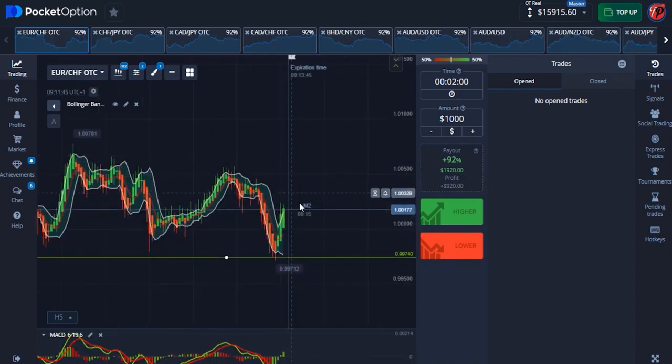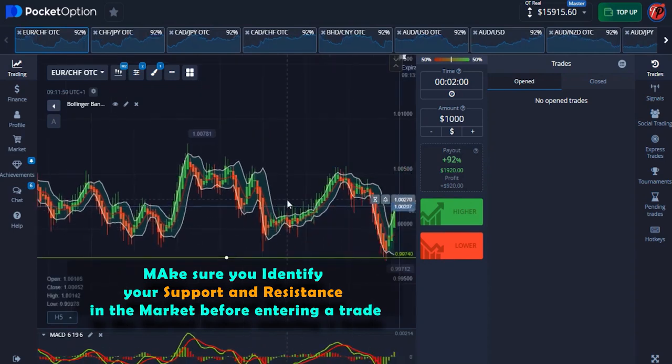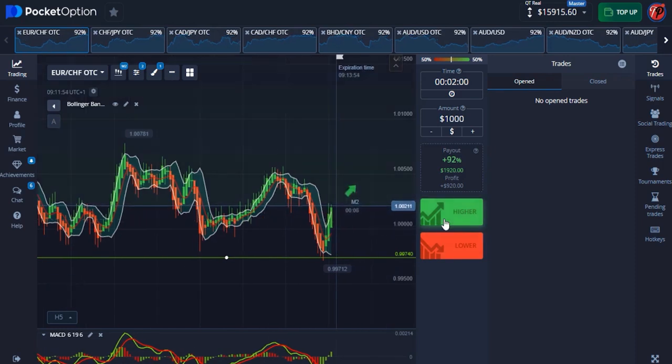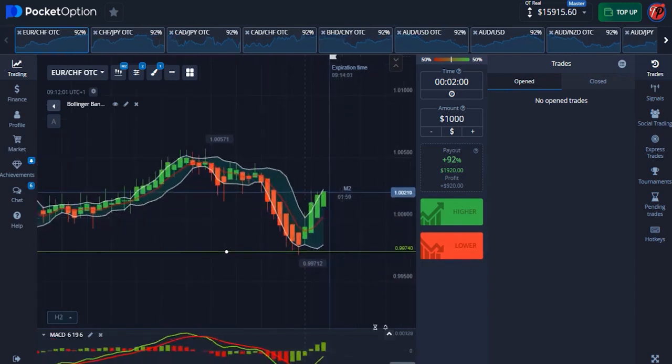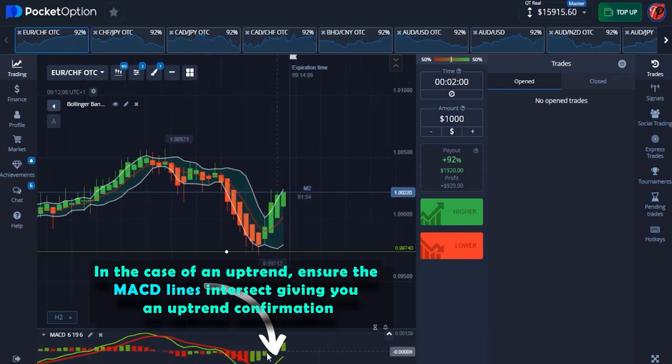All right, so before you enter a trade, always make sure that you're spotting the level the market is at. Make sure that you highlight your support level anytime you're going for an up trade, or your resistance level anytime you're going for a down trade. After that, confirm your MACD.